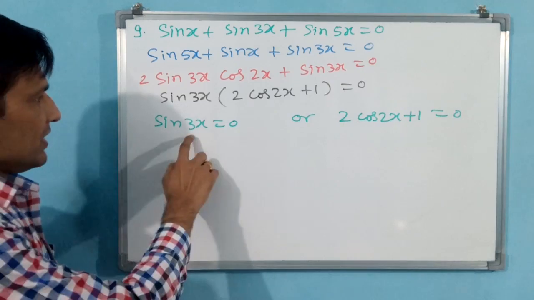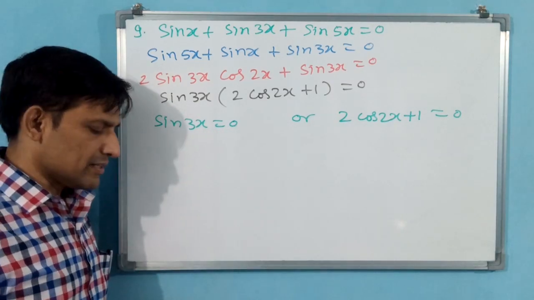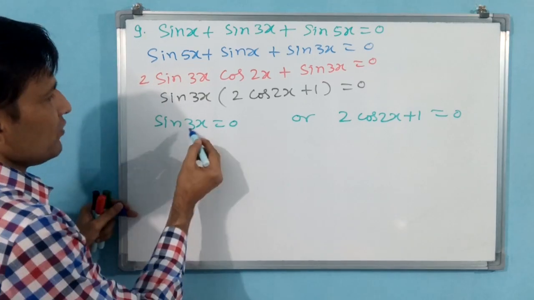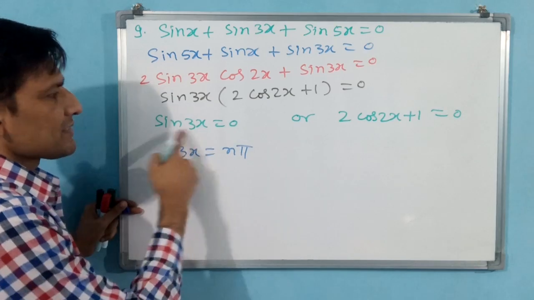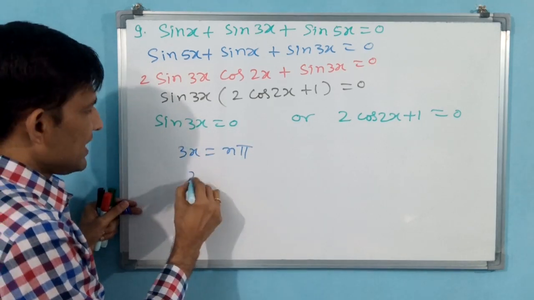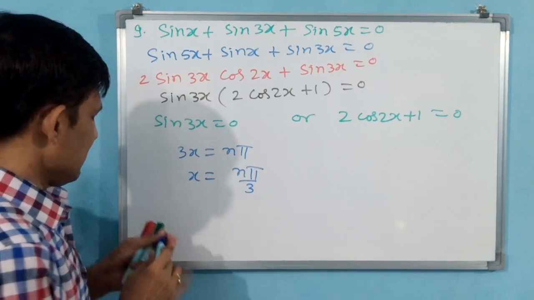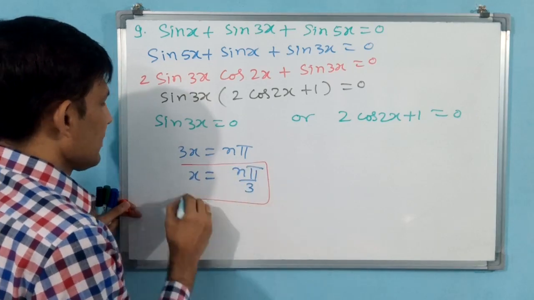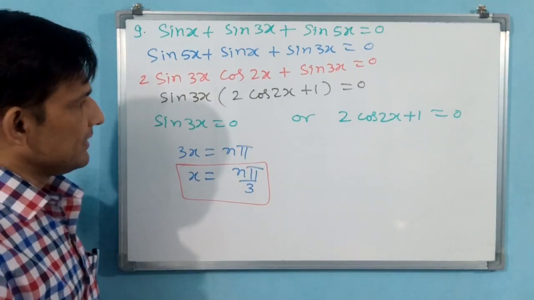See here sin 3x again directly 0 has come. You need not write all that equation and all. Directly you can write 3x is equal to n pi. Why? Because sin 0 is n pi. Then x is equal to n pi by 3. This will be the final answer for this side. Now go for this side.